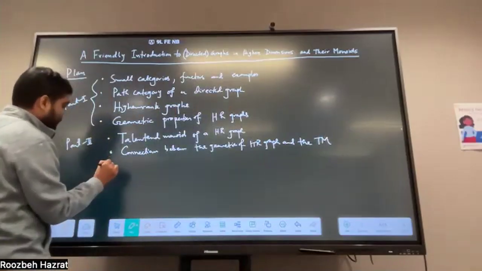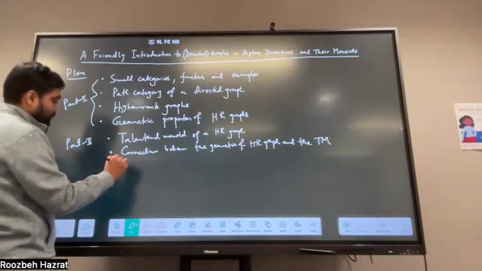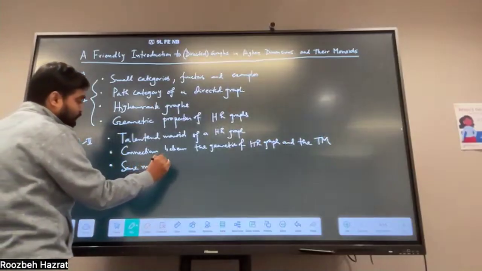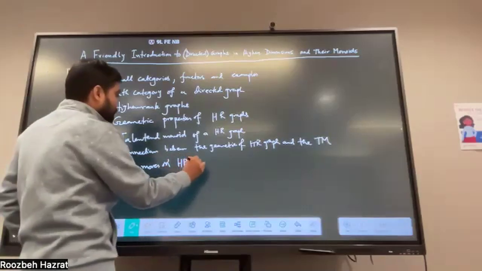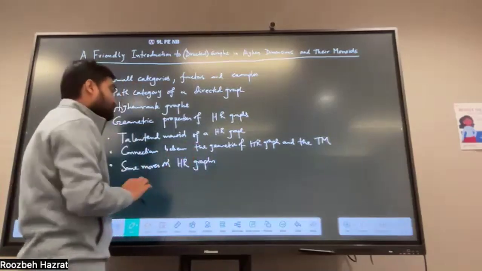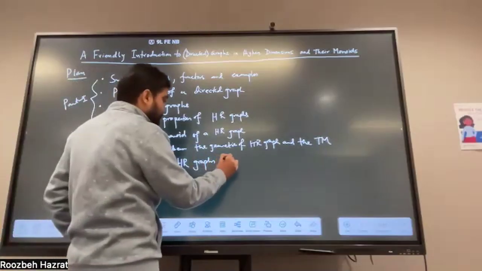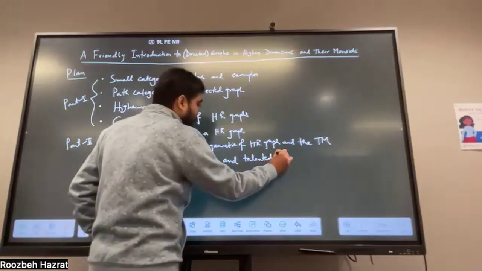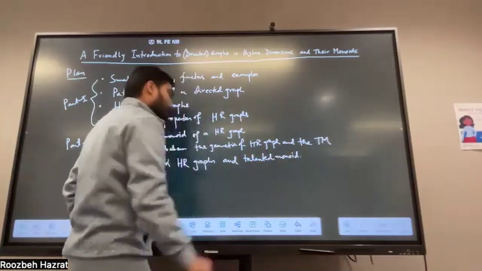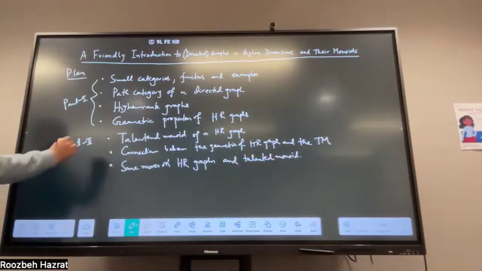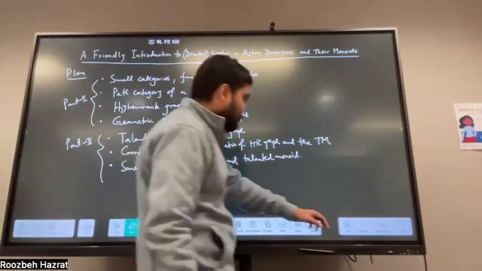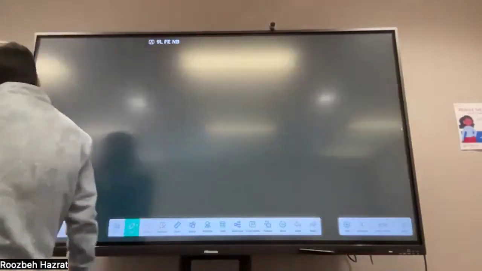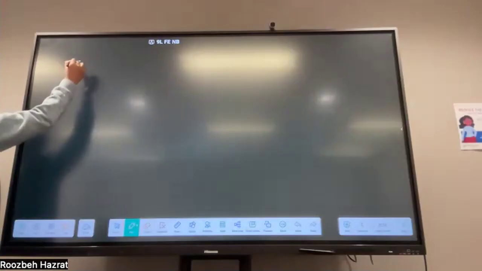And lastly, if I get time, then I will want to talk about some moves on higher rank graphs and how they affect the talented monoid. Okay, so this is my plan. So let's start with small categories.